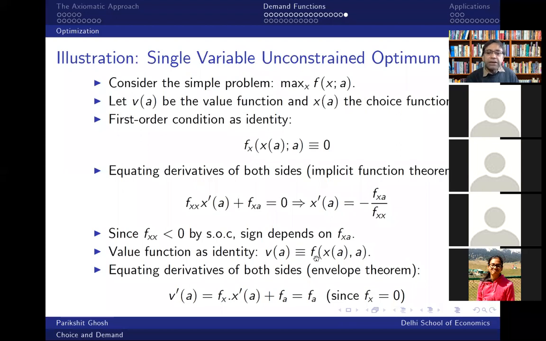Okay, here's one answer. If I plug the choice function into the objective function, then it becomes a value function as an identity. That is always true in any problem. That's the definition of the value function. One way to define a value function: find the choice function, the optimum choices, and plug it into the function that you're optimizing. That is the definition of a value function. So it's an identity from there.